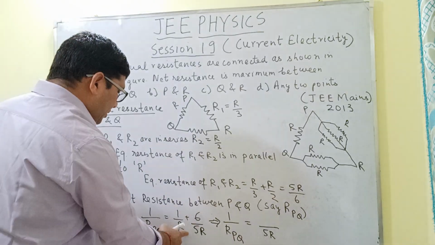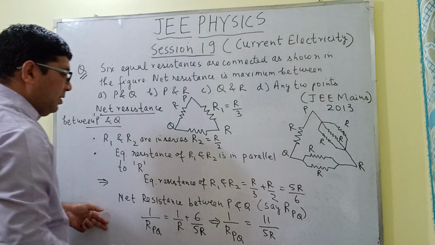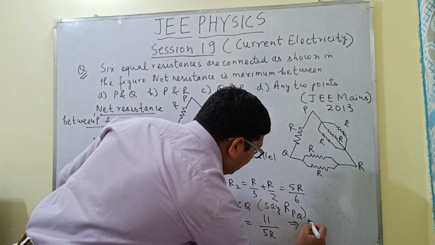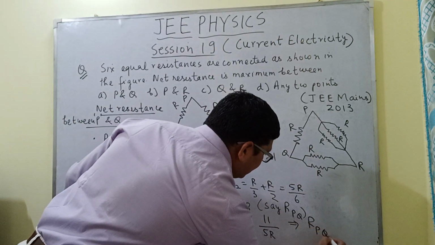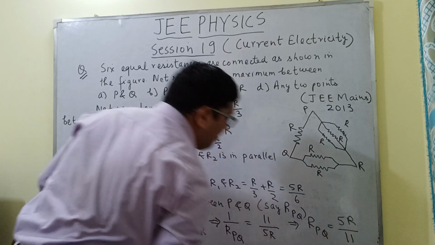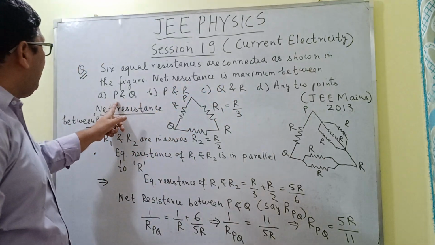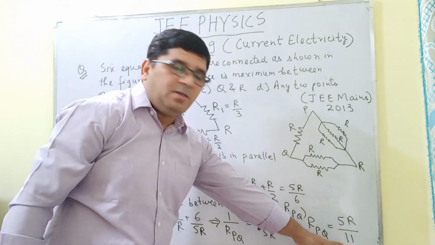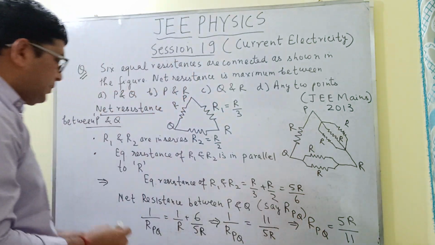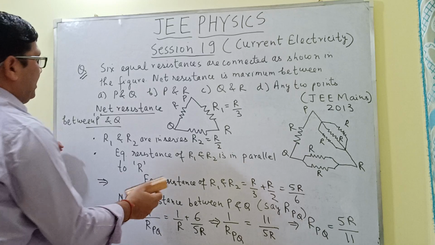And here it will be 5 plus 6, which will equal 11 by 5R. So it implies that RPQ is equal to 5R upon 11. So the net resistance between the point P and Q is equal to 5R divided by 11. So we have found the value of the net resistance between the point P and Q.